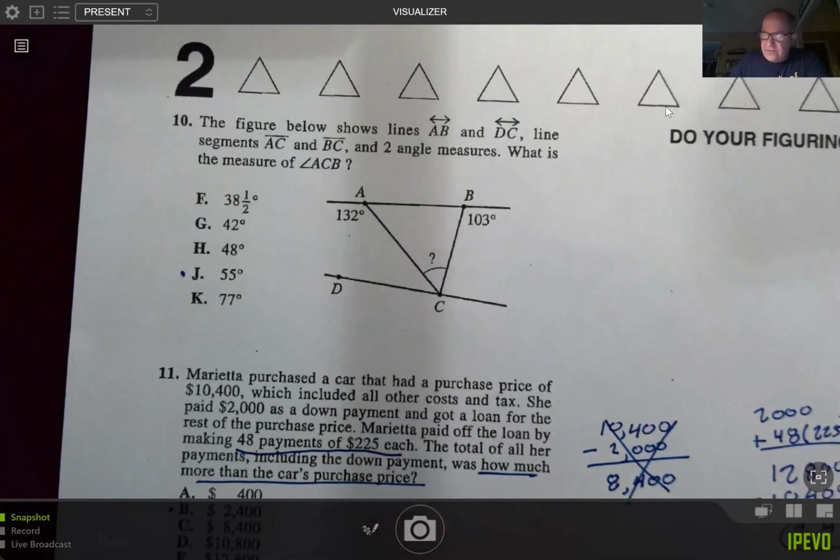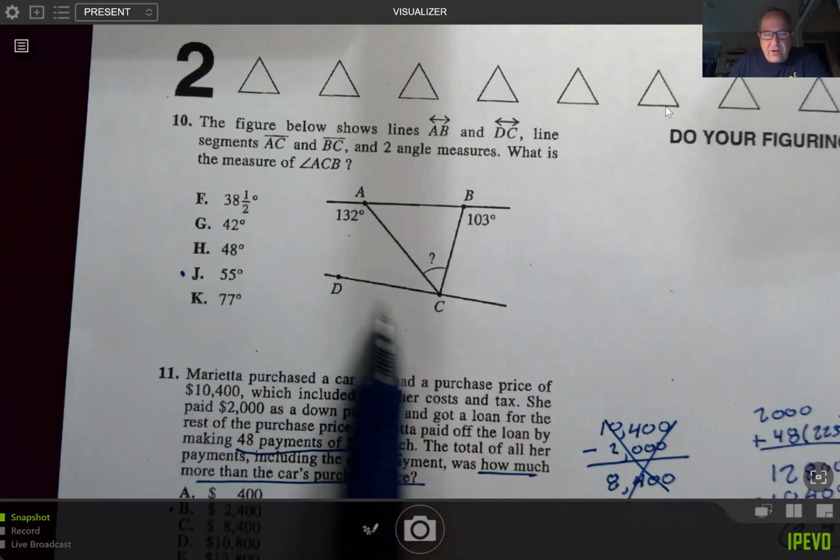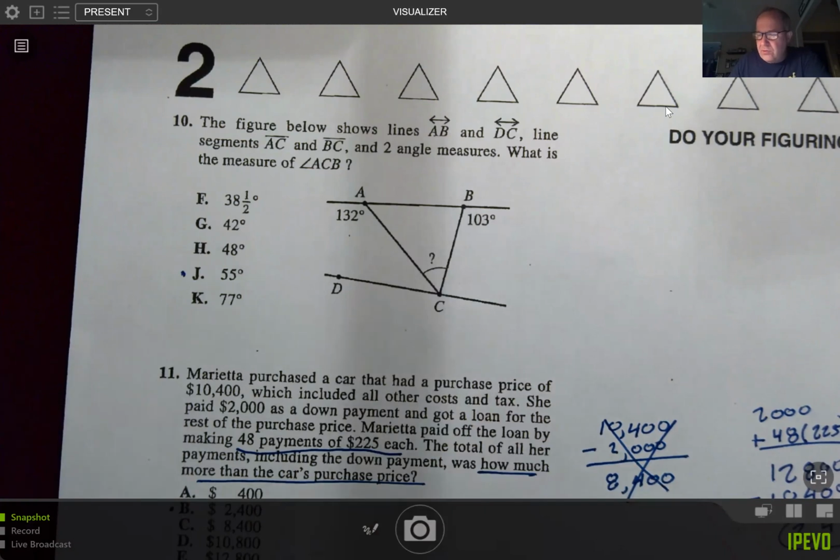We need to find out this. Now, here's another tip for you to make you go faster. If you see a question mark in the diagram, that's what they want to know. You don't have to read any of this stuff. They want to know what that question mark is.